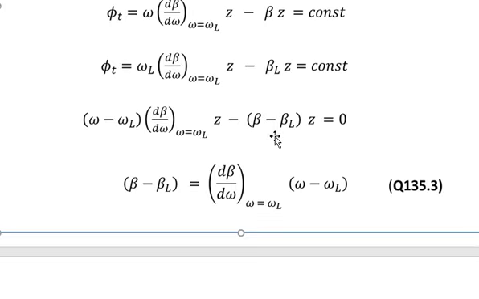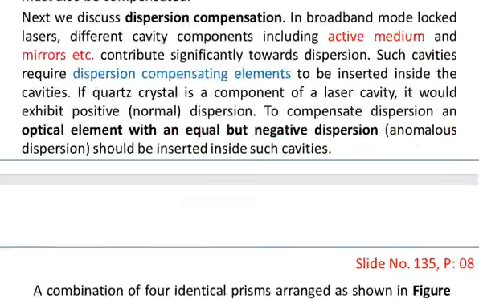We can solve this equation for the value of beta minus beta L, eliminating z also, and we have beta minus beta L is equal to d beta over d omega evaluated at omega equal to omega L times omega minus omega L. So you see that this is the dispersion relation that we have written, and we have developed the relationship between the two values of beta. This beta corresponds to any value of omega on the pulse, and beta L corresponds to the central frequency of the pulse. Okay, so this is the dispersion relation that we have proved over here. So let's go back to equation number 3.